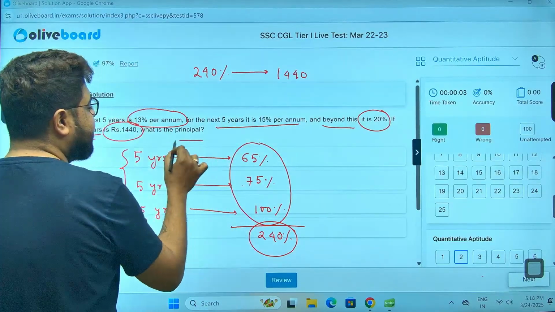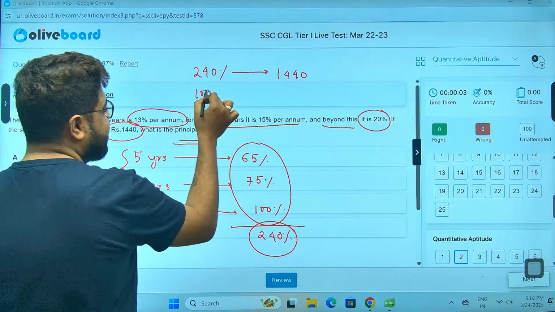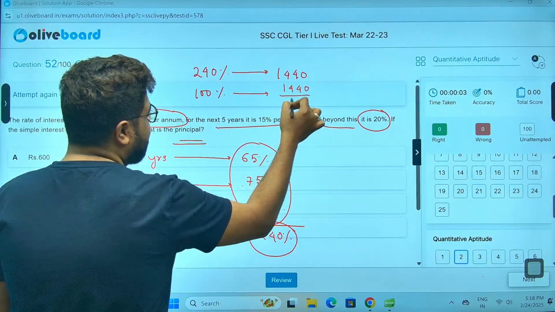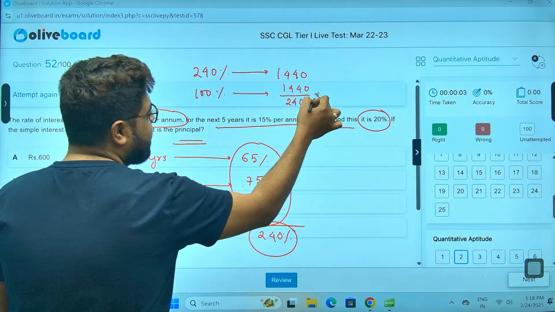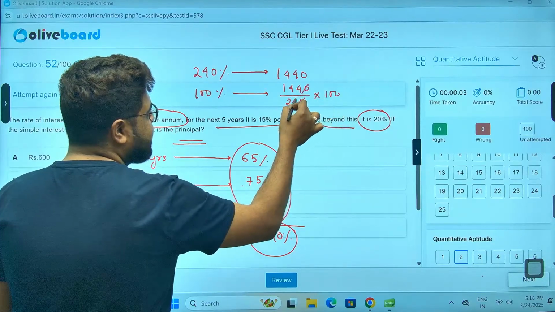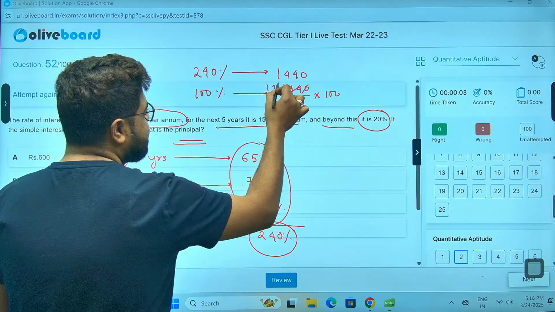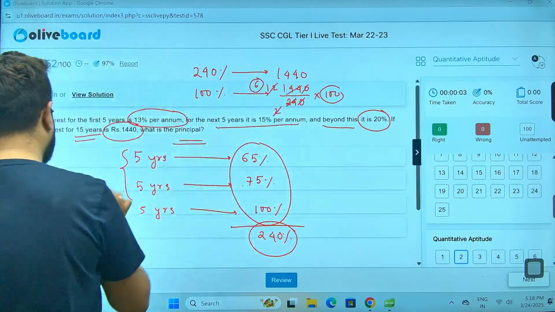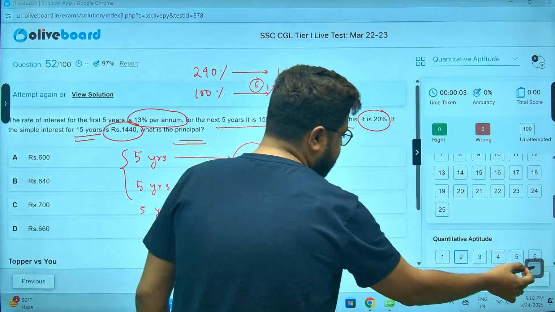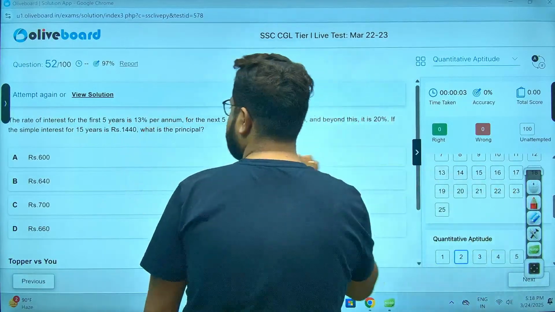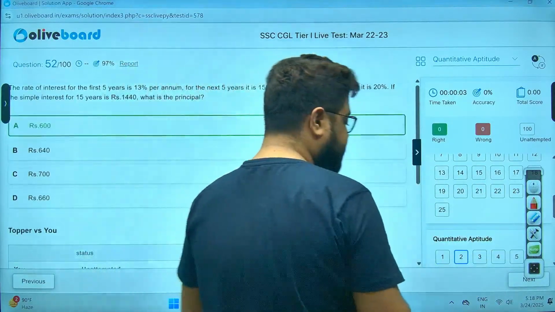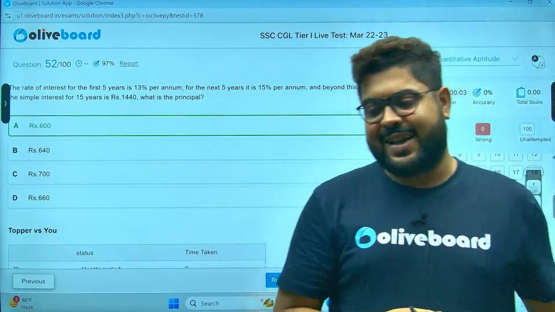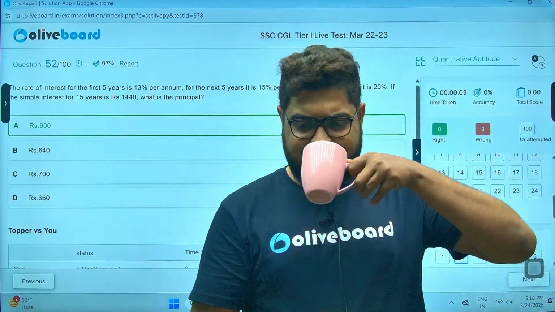Now, principal means, in terms of percentage, 100%. How to do this? 1440 by 240, into 100. It is very simple: 12 twos are this, 12 12s are this. So the answer is 100 into 6, that is 600 rupees, sir. That is option number A. Option A is your correct answer, sir. Very simple question, right?